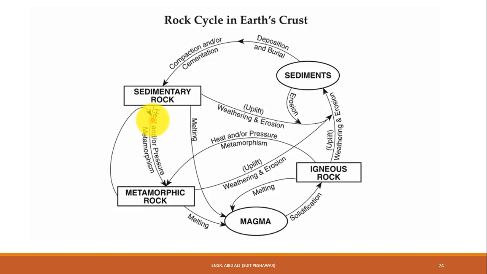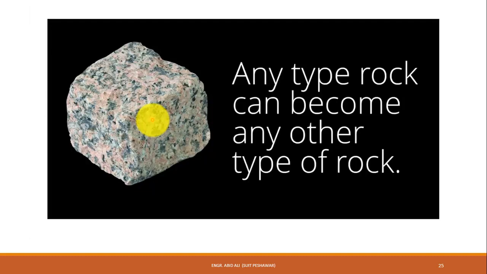So the key idea behind the rock cycle is the fact that any rock can become any other kind of rock, and it can even become itself. Change is always taking place. It's generally slow, over many millions of years. However, the result can be impressive.